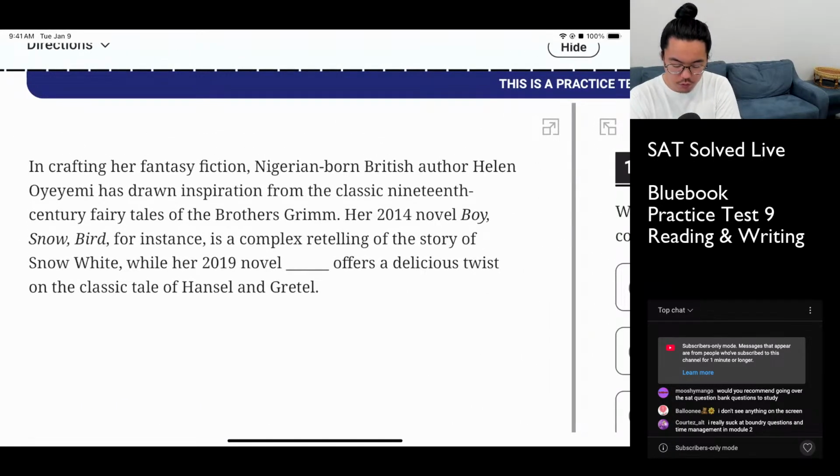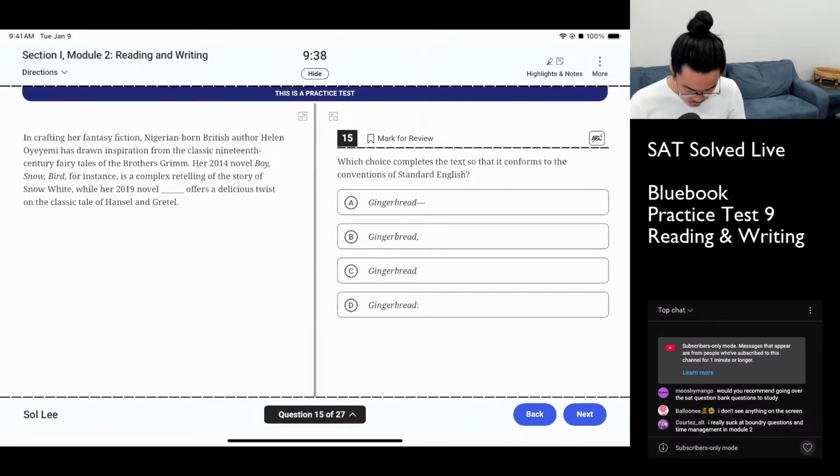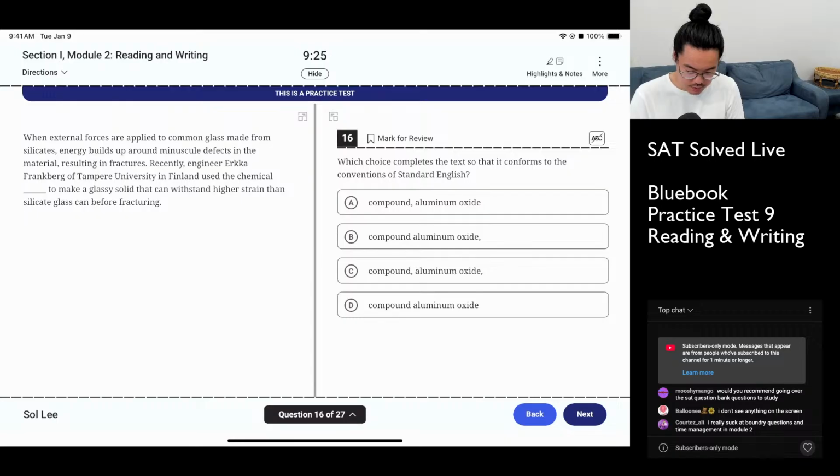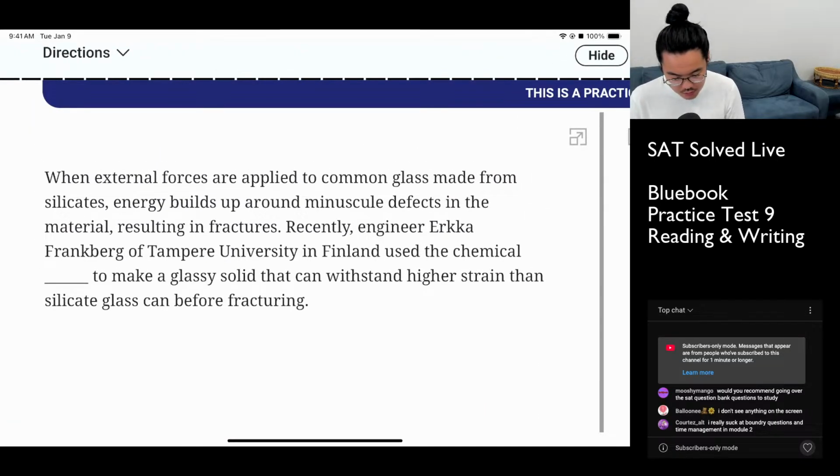Her 2014 novel, for instance, is an accomplished retelling of the story, while her 2019 novel, Gingerbread, with no commas, because it's just the title. I guess you could have double comma, but there is no double comma. So yeah, only C is doable. And we move on.